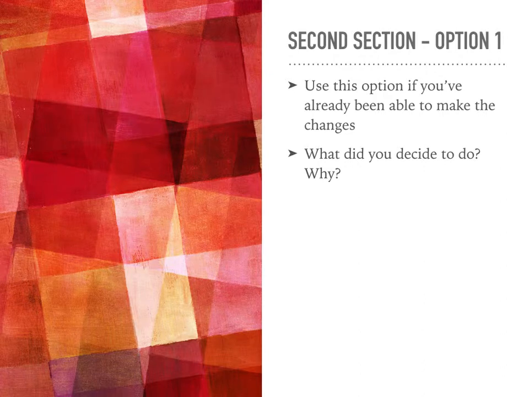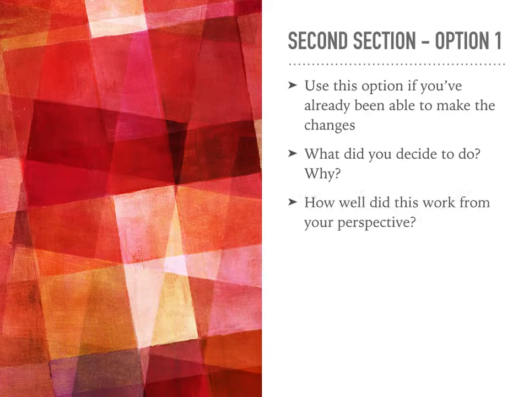If you have, then obviously you're going to be writing in the past tense. So explain briefly, what did you decide to do, and why did you decide to do that? And then focus on, okay, from your perspective, how well did this improvement work out? Did it really do the things you wanted it to do? And how do you know, what's your evidence for saying how well it worked or didn't work?